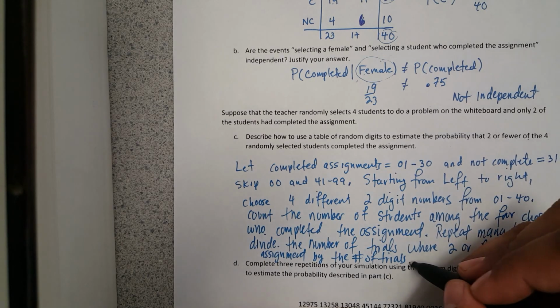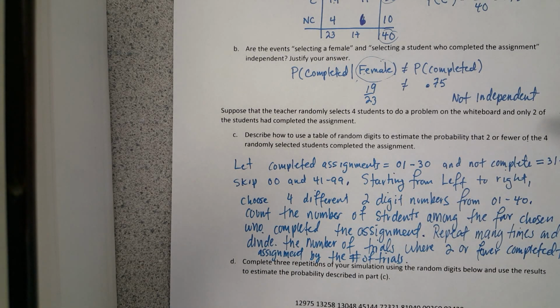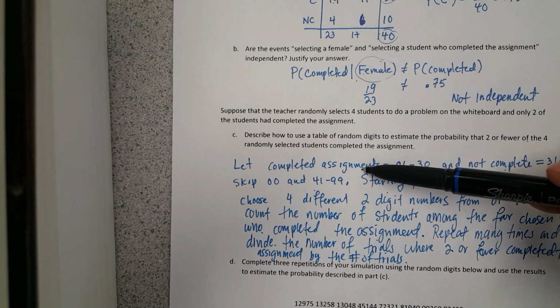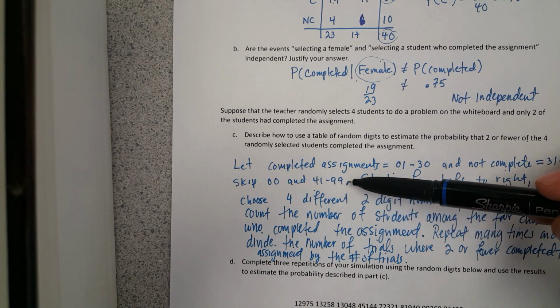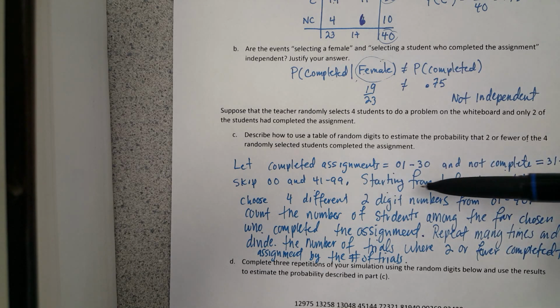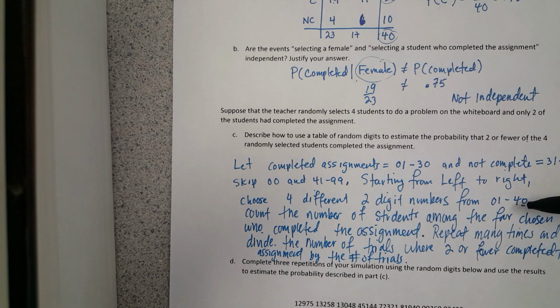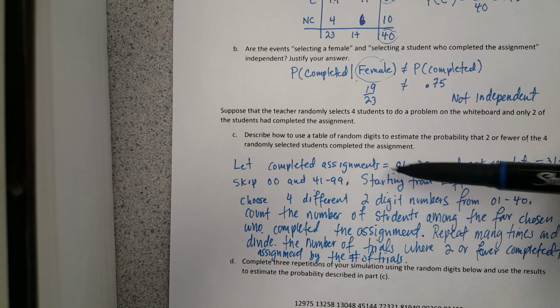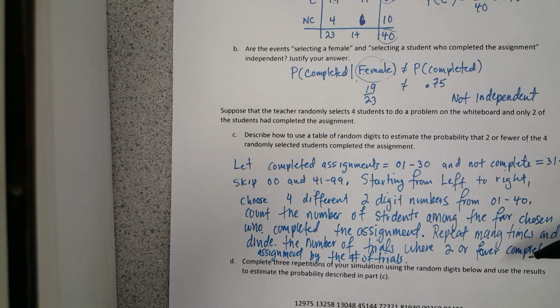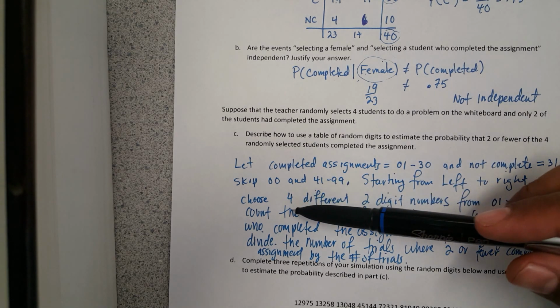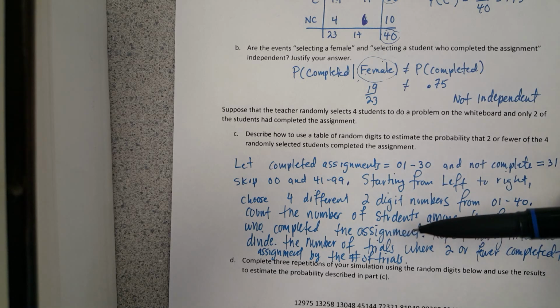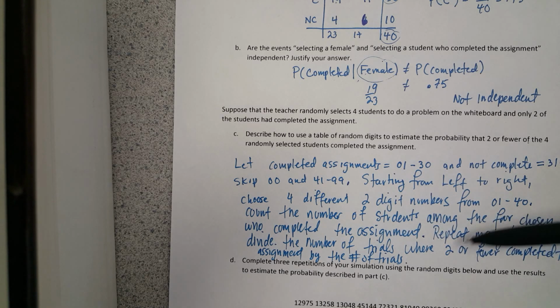Okay, so that's it. There's a couple things you guys need to know. You have to make sure you assign the numbers, make sense of the numbers, and exclude any if you have to. And then you're going to describe one example. So you're going to say, starting from left to right, we choose 4 different two-digit numbers from 01 to 40. And then we also have to explain how one trial is going to work: count the number of students among the 4 chosen who completed the assignment, and then we do that many times, and then divide the number of trials where 2 or fewer completed the assignment by the number of trials.